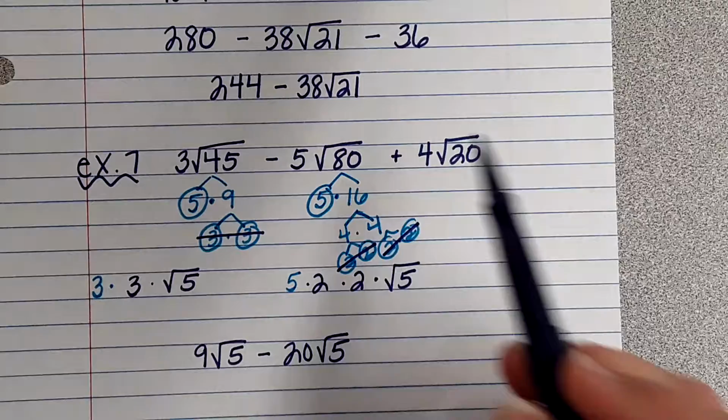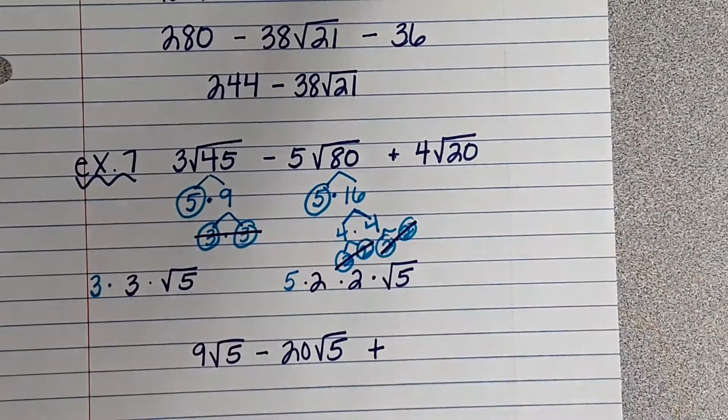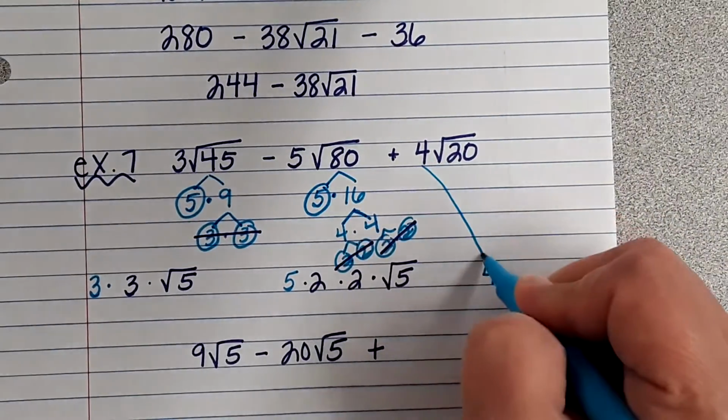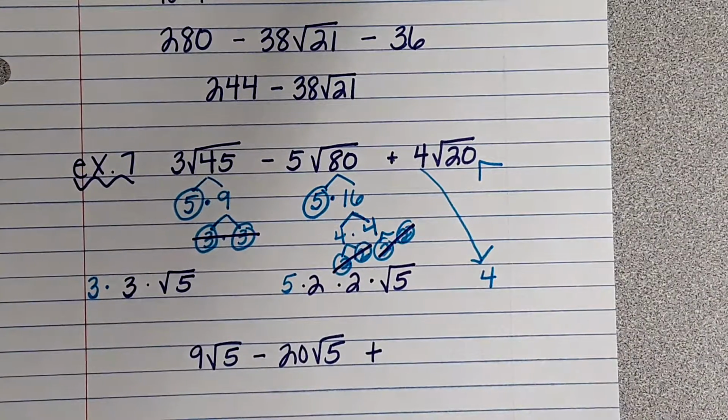Now we have one more. Since this is a positive, a plus sign, I'm just going to bring down the plus sign. And now I'm going to bring down this 4 right here. And then I'm going to do 20. What are 2 numbers you can multiply to get 20? 5 and 4.